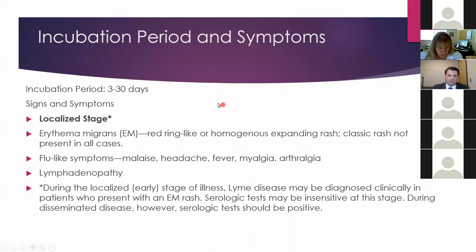Incubation period and symptoms: the period is 3 to 30 days. You have a localized stage, so you have erythema migrans, which is the picture. It's a red ring-like expanding rash. The classic rash is not present in all cases, so you can't use it to say that they weren't exposed or they don't have Lyme disease. And sometimes they don't notice it. They don't see that they ever had the rash. If they were bitten on their back or on the back of their knee and they just never noticed it, that's another possibility.